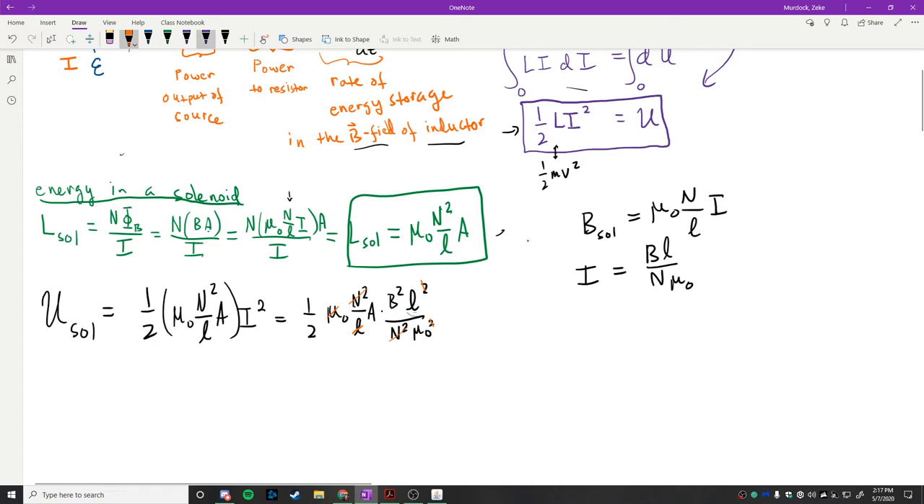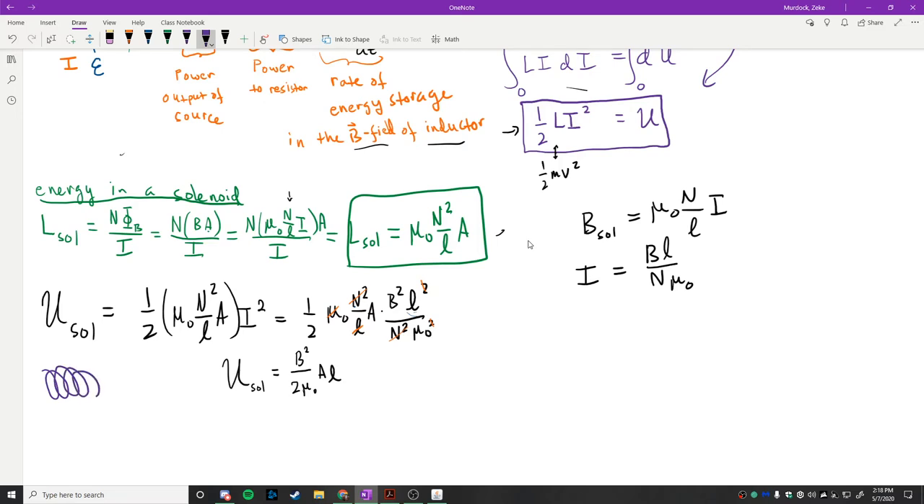And what we're left with is the energy stored in the solenoid ends up being B squared divided by 2 mu naught times A times L. And just to remind you what a solenoid is. Sometimes I forget I should draw these things every time.